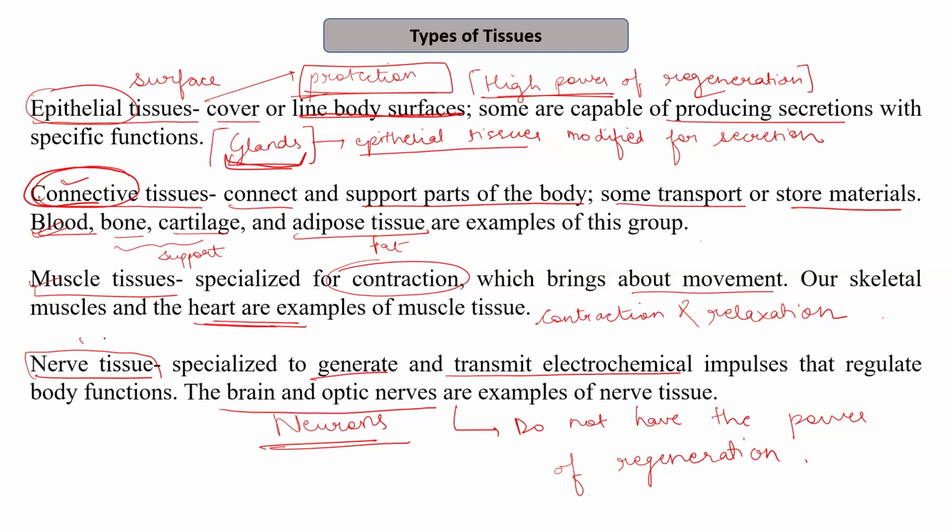While if I talk about the nerve tissues, which are composed of various nerves, they do not have the power of regeneration, and therefore once damaged, it is nearly impossible to treat because of the lack of regeneration in the nerve tissues. So, in today's class, we will be dealing with the epithelial tissues, and then we will further take up the other tissues like connective tissues, muscle tissues, and nerve tissues.